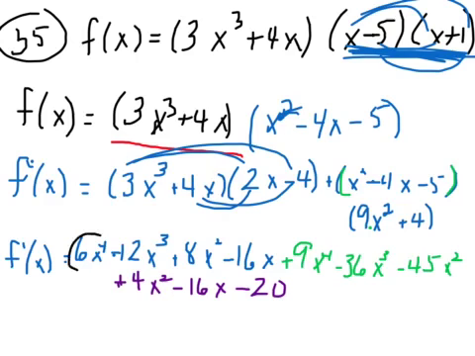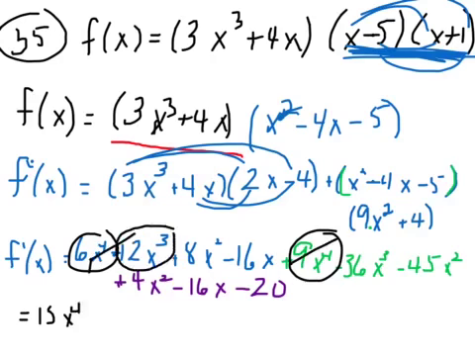Let's go look. There's 6x to the 4th and 9x to the 4th. That'd be 15x to the 4th. Okay, mark those out. Then let's look at cubes. That's positive 12x cubed, and that was a negative 36x cubed. So 12 minus 36 x cubed would be minus 24x cubed.